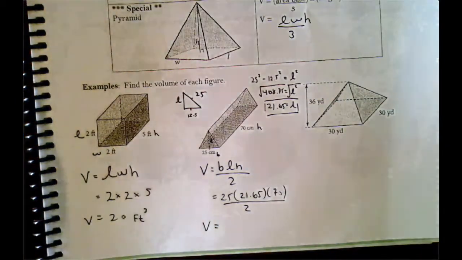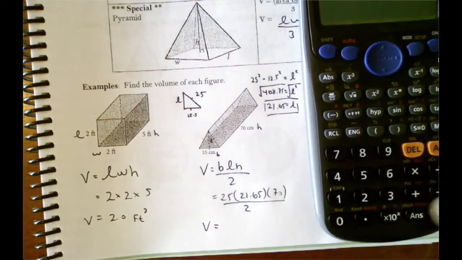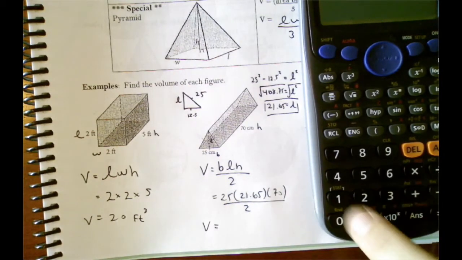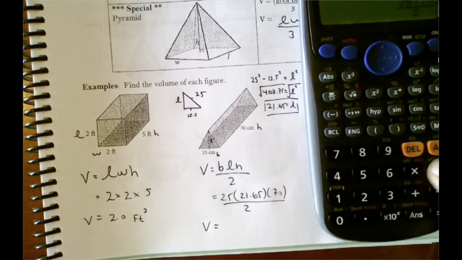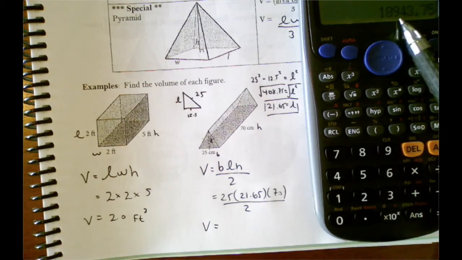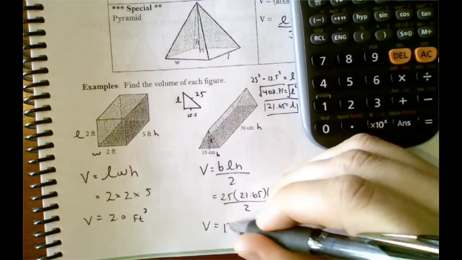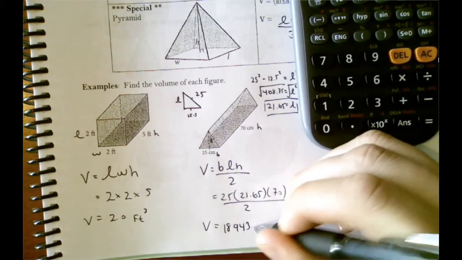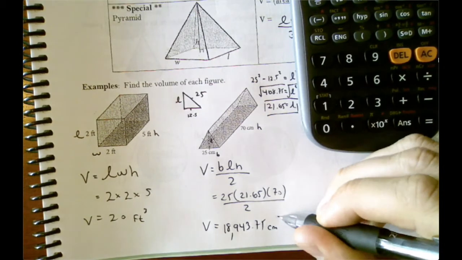That one's pretty complicated. I think if I gave you that one on a test, I'd give you the height. 25 times 21.65 times 70 equals, divided by 2, we end up with 18,943.75. And we're in centimeters cubed.